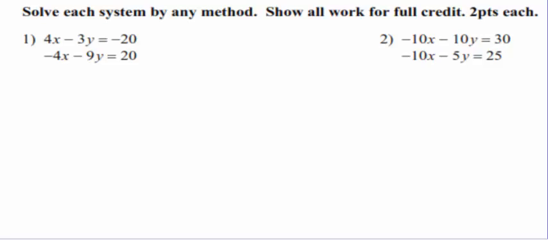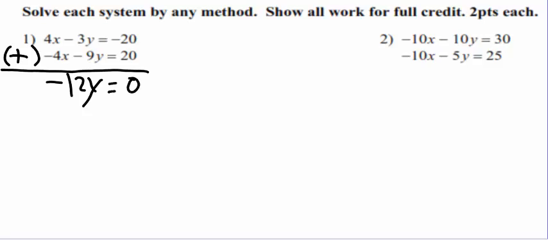So if we look at this first one here, we can see that the x values, one's positive 4x and one's negative 4x. So if we were to add them together, 4x plus negative 4x is 0. And then negative 3y plus negative 9y would give us negative 12y. And then we'd have negative 20 plus 20 is 0 again. So if we divide both sides by negative 12, we get y equals 0.